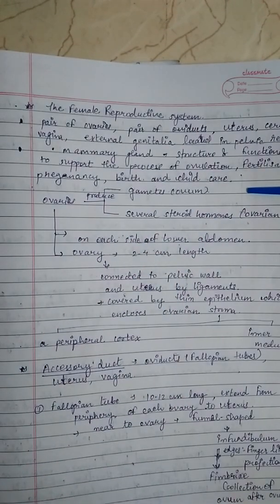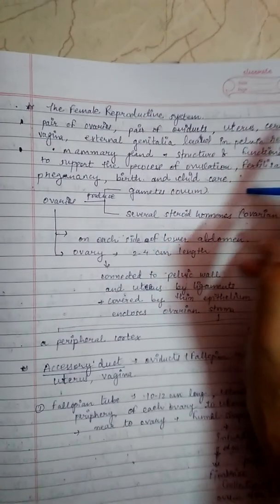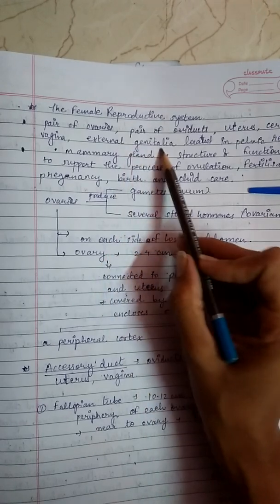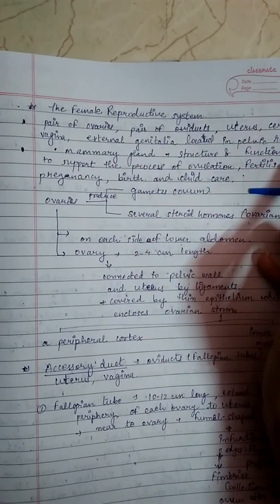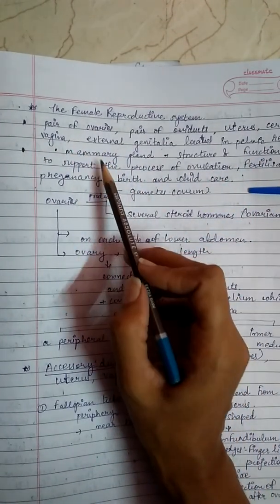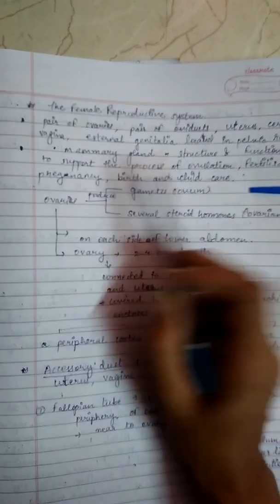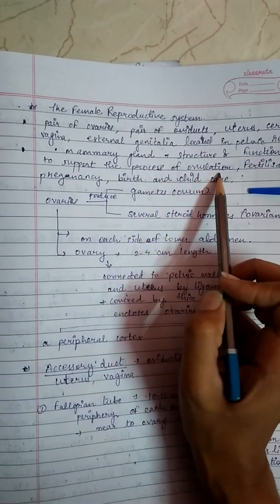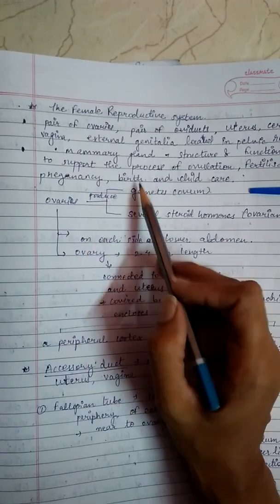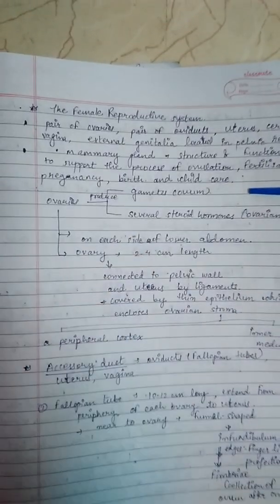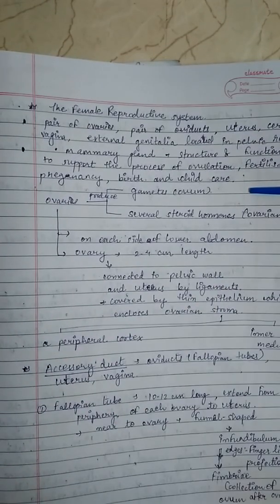The female reproductive system consists of a pair of ovaries, a pair of oviducts, uterus, cervix, vagina, and external genitalia located in the pelvic region. It also consists of mammary glands, whose structure and function support the process of ovulation, fertilization, pregnancy, birth, and child care. Now, ovaries are the primary female sex organs that produce the female gametes, known as ovum, and several steroid hormones, which are ovarian hormones.